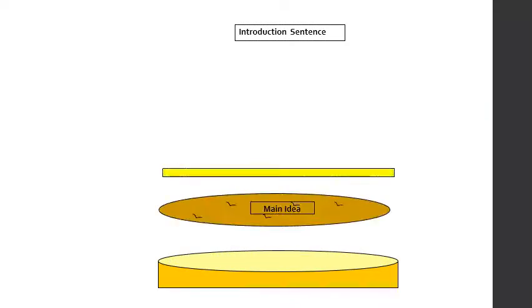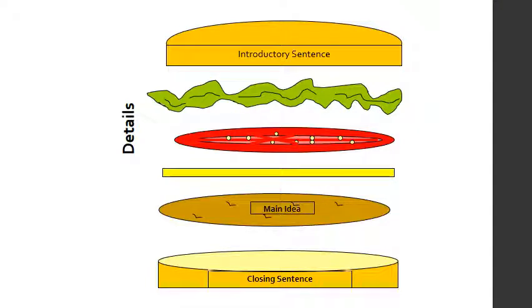Now it's time to start with the hamburger. What do hamburgers have to do with paragraphs? Notice here the drawing of the hamburger. I have the top bun, I have lettuce, tomato, cheese, meat, and I have the bottom bun. Notice what's written on the top bun. It's the introductory sentence. In the middle, I have details. The lettuce, tomato, cheese and meat are the details, and the bottom bun is the closing sentence.